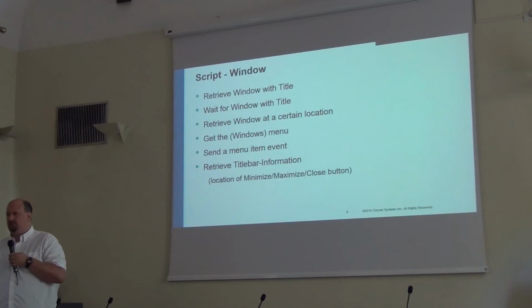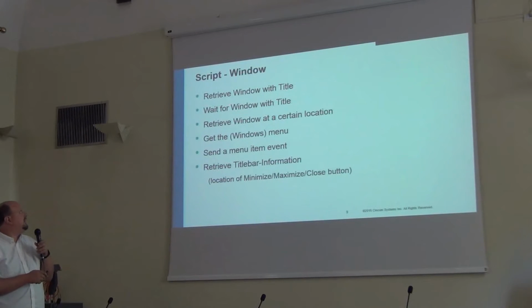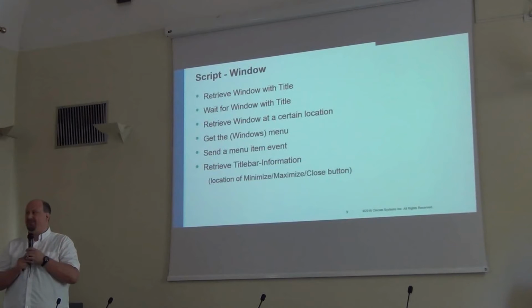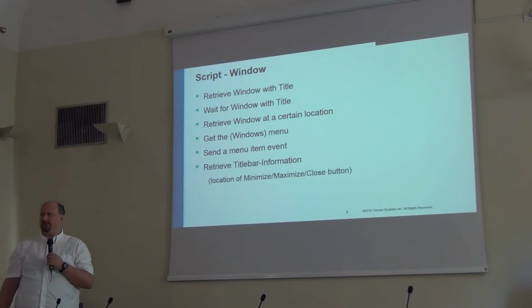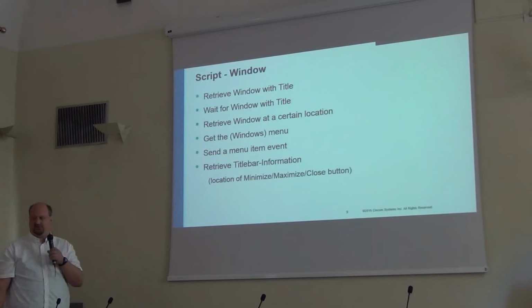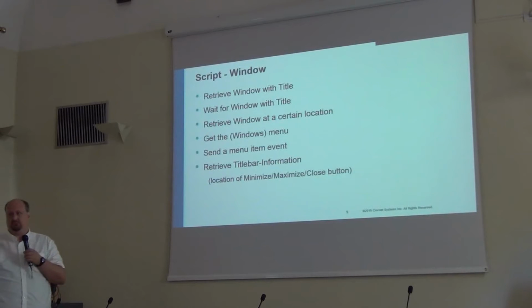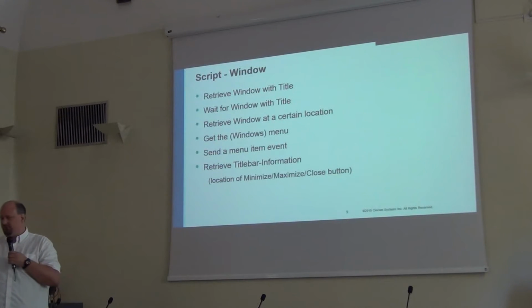The window itself, what is it that we can do with it? We can retrieve a window with a certain title. We can wait for a window with a certain title to appear. Of course, if you start an application at that moment, it probably takes half a second, depending on your CPU and the number of processes that you already have open, for that window to appear. So we have to wait for a certain window. Retrieve the window at a certain location. You know that the window always pops up at this location. So as soon as it's there, just grab it and then tell me what kind of window it is.